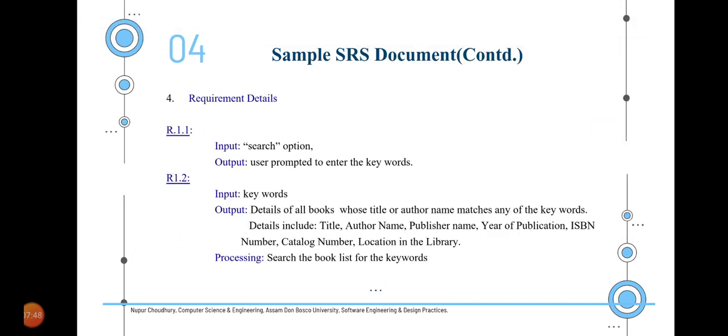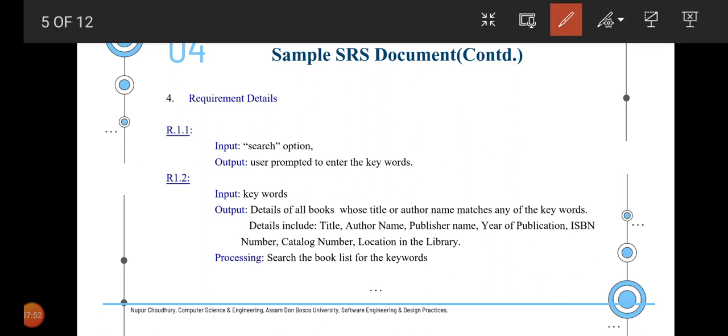So moving ahead, in the fourth point, we have to mention the requirement details. So we have already listed down the requirement. Now we have to list down the details of those requirements. So here, in fact, in requirement 1, we have kept that particular requirement as searching the book by the author name.